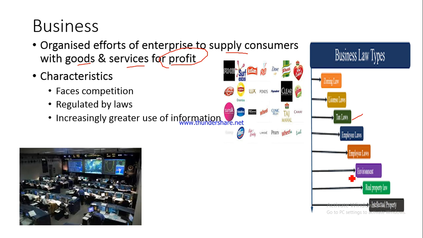Then increasingly greater use of information. You can have a look at this particular picture. This particular picture is basically of the command and control center for a satellite launching operation. But the point that I'm trying to make here is have a look at the computers. What are these computers doing, and what are the people manning these computer stations doing? They're basically looking at various pieces of information, and accordingly they are taking various decisions. Right? So in businesses nowadays there is greater use of information.